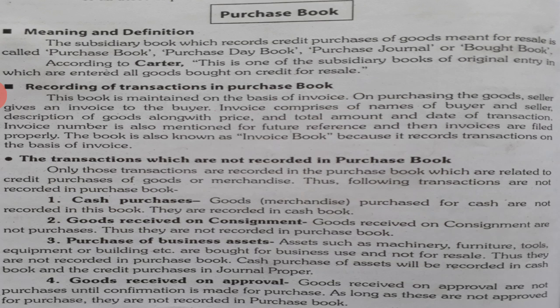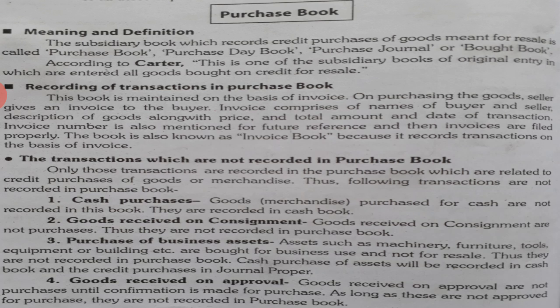Then goods received on approval. Approval means a businessman is not ready or not agreed to sell that particular item, but he was imposed to sell goods and approved by the other shopkeeper. If you are unable to sell, you can return me back. So that approval, this is not a purchase at all, so will not be recorded.